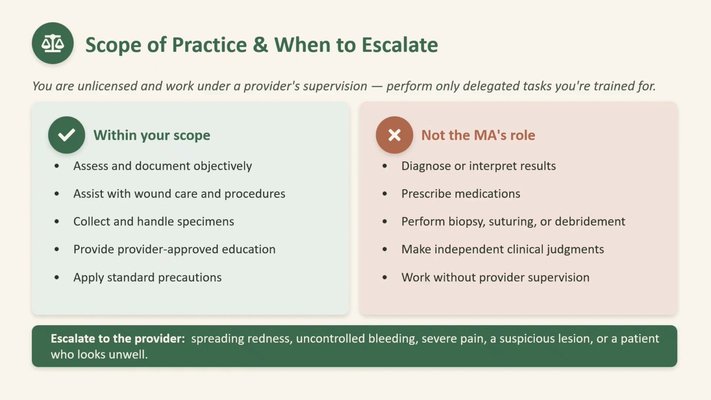And the green bar is your escalation trigger. Get the provider promptly for spreading redness, uncontrolled bleeding, severe pain, a suspicious lesion, or any patient who simply looks really unwell. Escalating isn't failing. It's exactly the right call, and it's often the moment your role protects a patient the most.